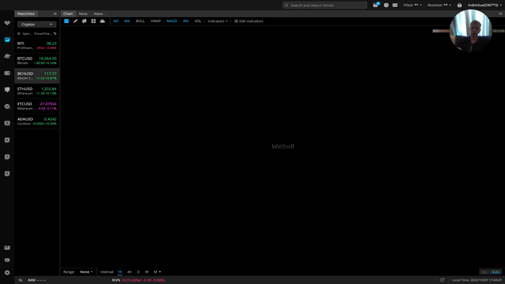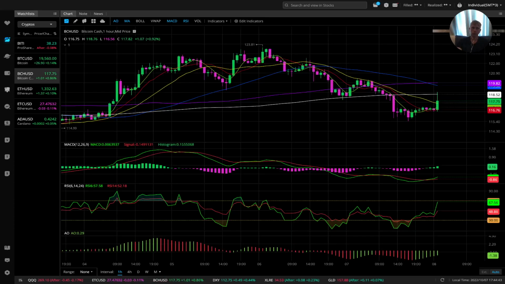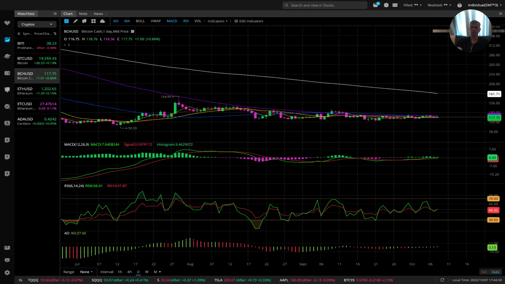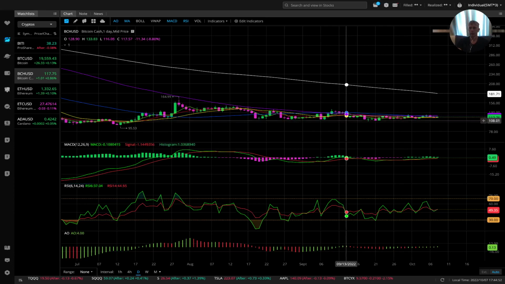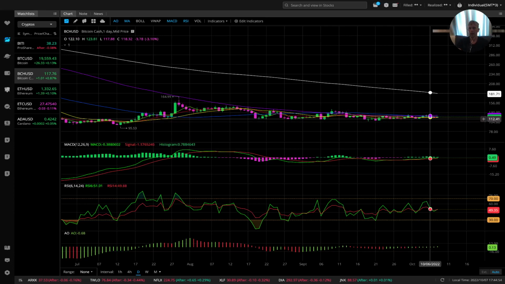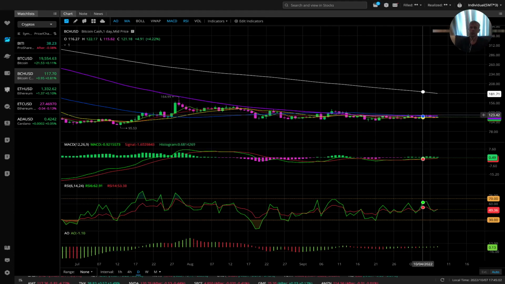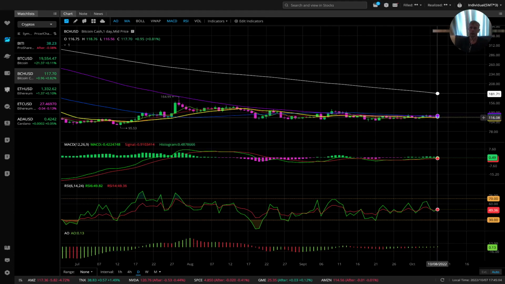Okay, let's move to Bitcoin Cash. Bitcoin Cash on daily still sits on the MA20, MA50, and MA100. All lines are together, 5, 10, 15, 20. It's still there. It didn't move anywhere.